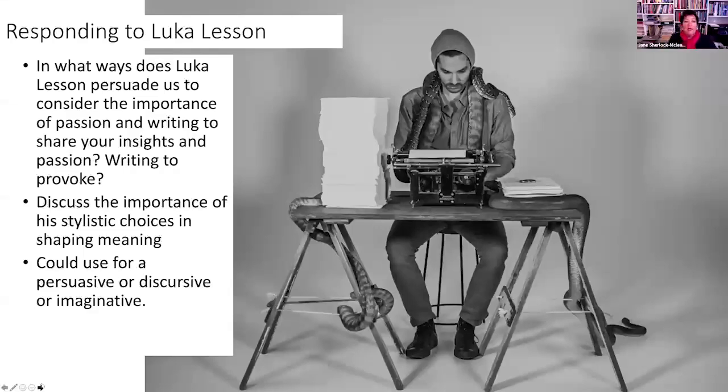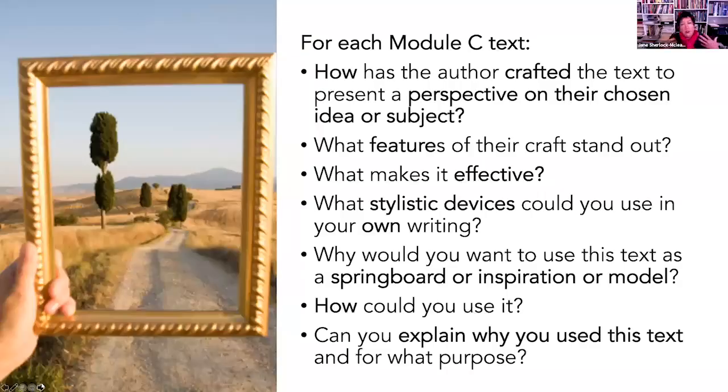So how does Luca Lesson persuade you about the importance of passion in writing and in sharing what you feel passionate about? Look at his stylistic choices. You could use this beautifully as a persuasive piece or a discursive piece on what I am passionate about, what I care deeply about. So for each of your Module C texts, how has the author crafted the text to present a perspective? Because that's what writing is about, giving you a perspective on their particular subject or ideas.